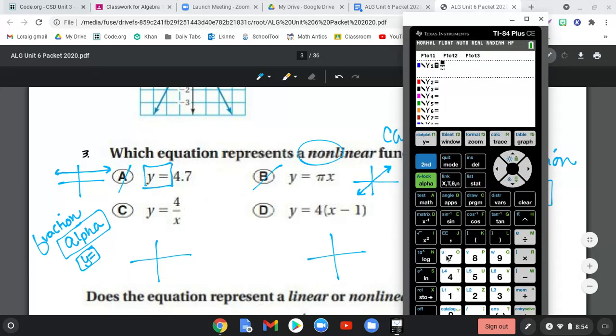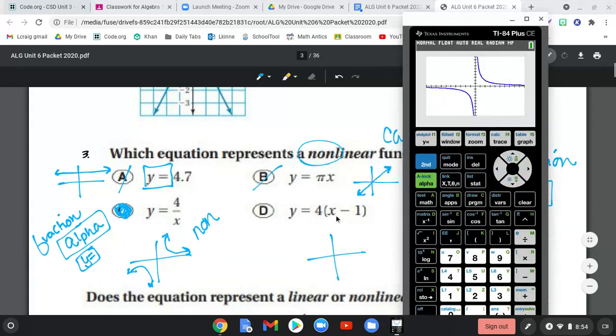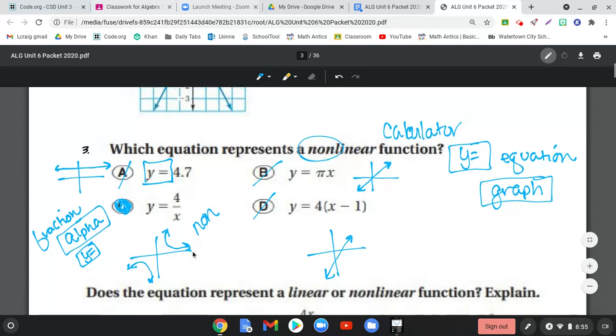So y equals 4 over x, so hit 4, down, x. Well, that's definitely not linear. Again, just sketch it. So that's nonlinear. That's going to be your answer. But let's just take a look at this last one, because apparently that's going to be linear, but let's just be sure, because sometimes you might type it in wrong. 4 parentheses x minus 1. Close your parentheses, take a look at the graph. Good to go, straight line. So this is the only one that's nonlinear.